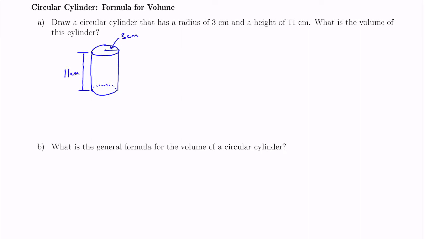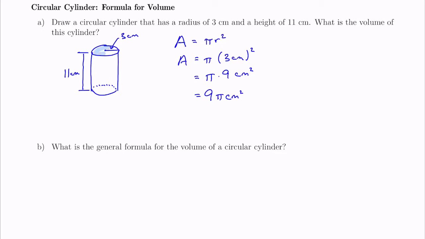To find the volume of the cylinder, we begin by finding the area of the top surface. The area for the top, because it's a circle, is pi r squared. Or in this particular case, that would be pi times 3 centimeters squared. Remembering that we need to square everything inside the parentheses, we would end up with pi times 9 square centimeters, which we would more commonly write as 9 pi square centimeters.